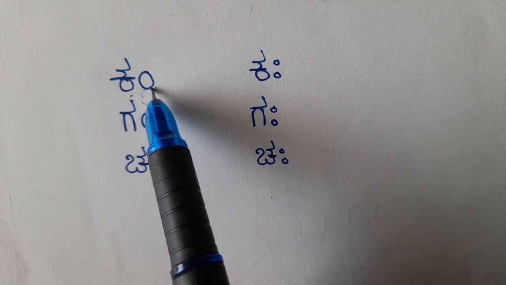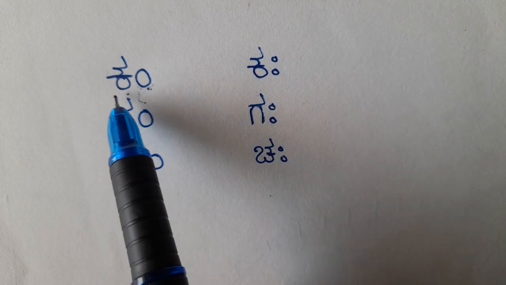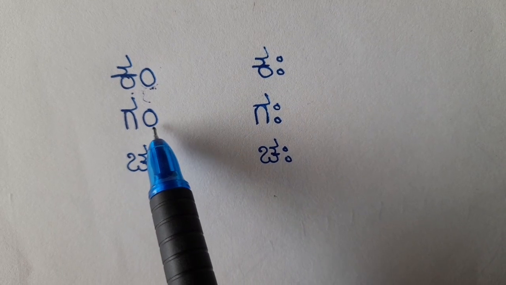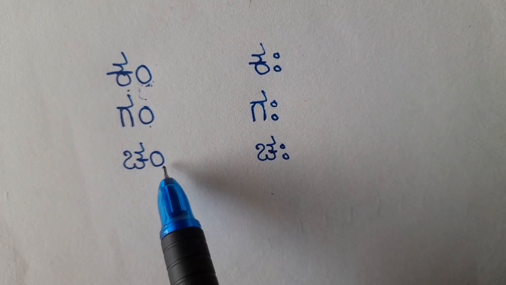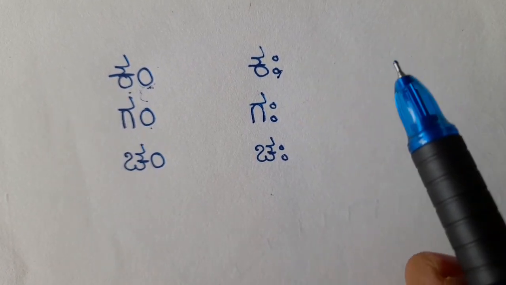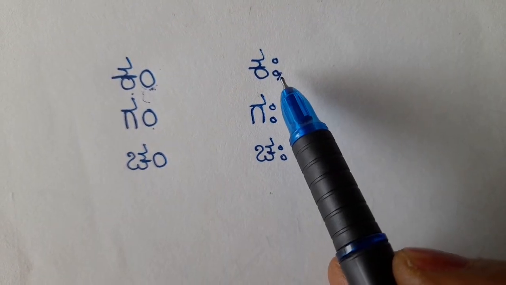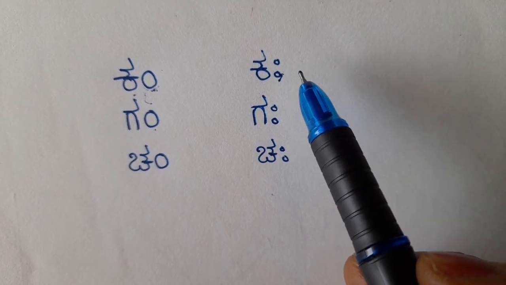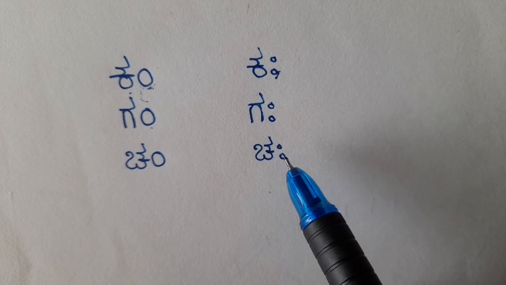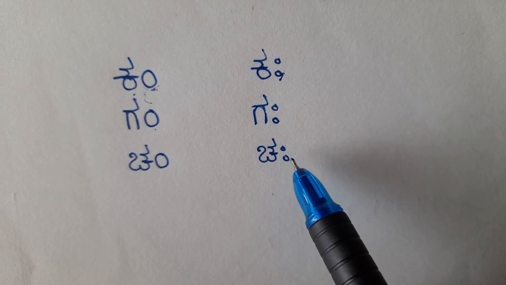So ka and 1 zero, that is Anuswara, it is pronounced as kam, gam, cham. And 2 zeros, that is Visarga, it is pronounced as kaha. It ends with ha. Gaha, and cha with Visarga, chaha.